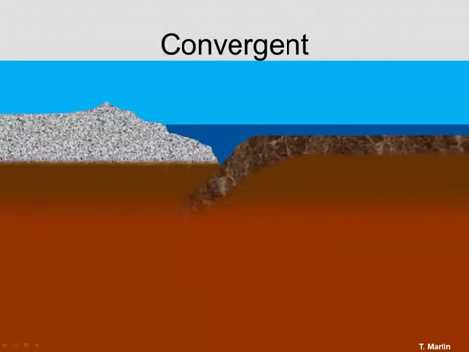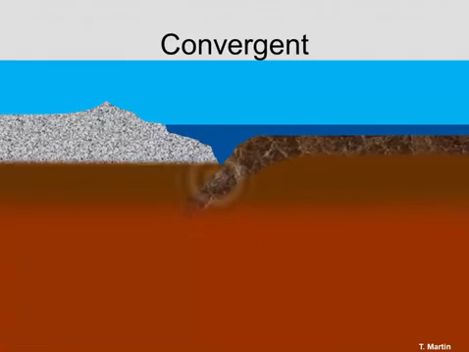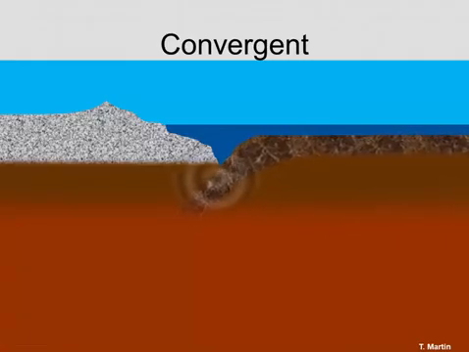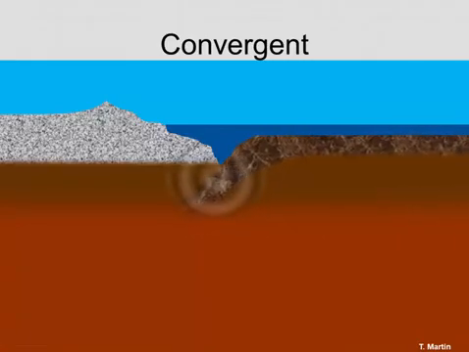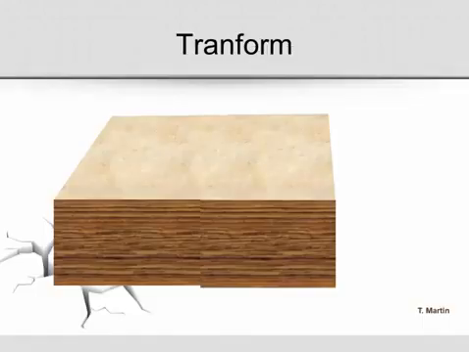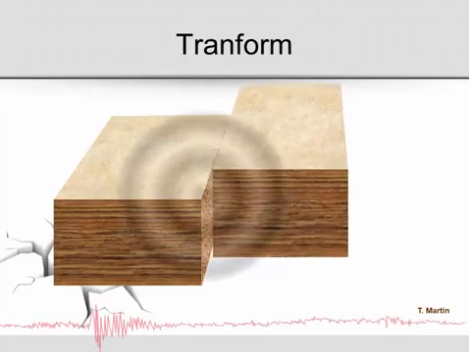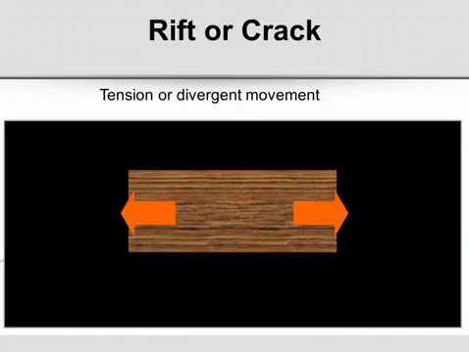The next type of motion, convergent motion, happens when plates collide. Here we can see an oceanic plate subducting beneath a continental plate. As the plate subducts, it cracks and breaks, generating earthquakes. Finally, we have transform motion. This occurs where two plates slide or grind past each other. Again, this generates earthquakes. Now let's take a look at the structures identified with each of these three types of motion. To start off with, let's talk about rifts or cracks.